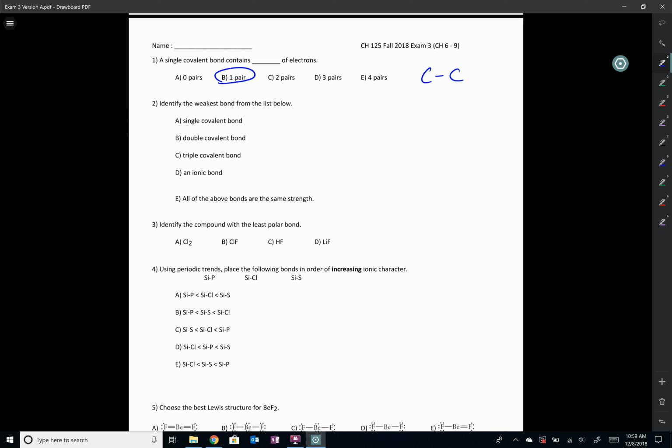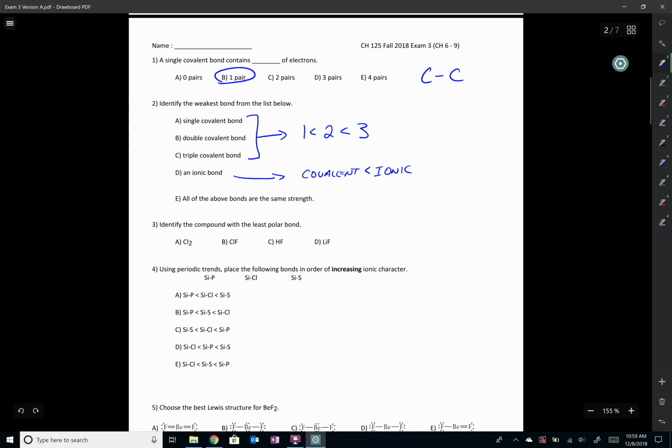The weakest bond from the list below: single, double, triple, ionic, and then they're all of the same strength. Well, with respect to A, B, and C, with respect to bond strength, single bonds are weaker than double bonds, which are weaker than triple bonds. So triple bonds are the strongest, single bonds are the weakest. But even out of all those, covalent bonds are weaker than ionic bonds.